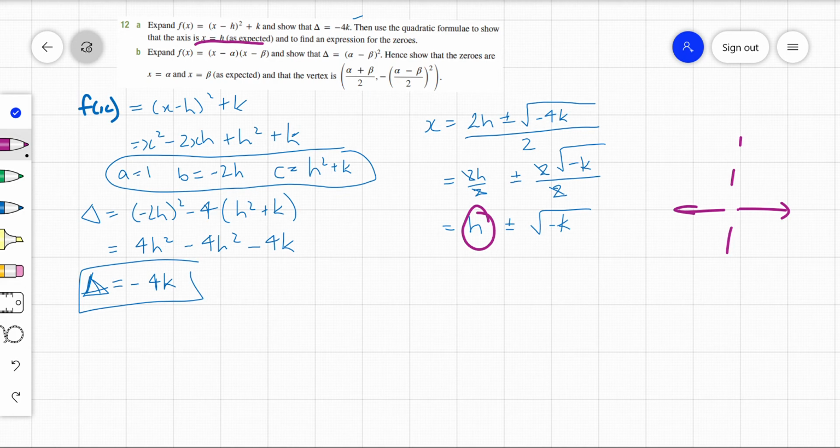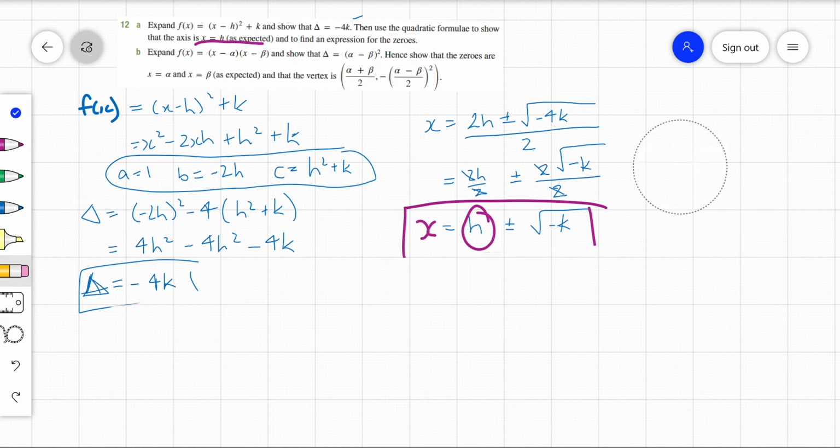And the zeros: h plus minus the square root of minus k. So here, these are the roots, they're the zeros, this whole bit. So just the h gives you the axis of symmetry, but the whole bit, they're the zeros. Alright, so let me rub that out and we'll do b. Hopefully that helped a bit.